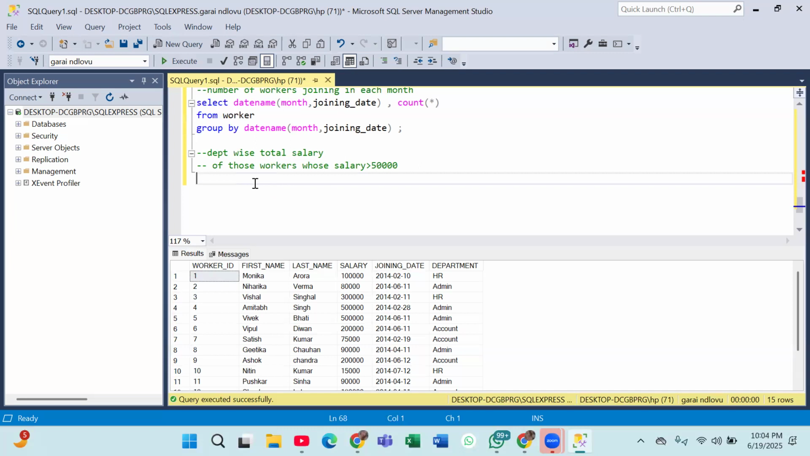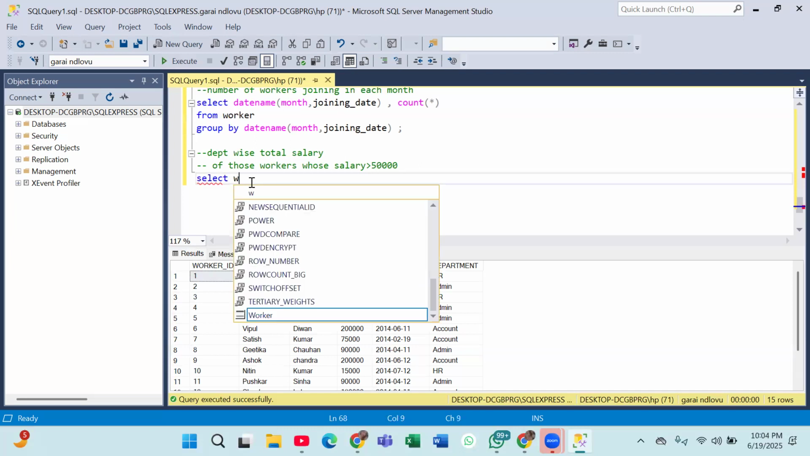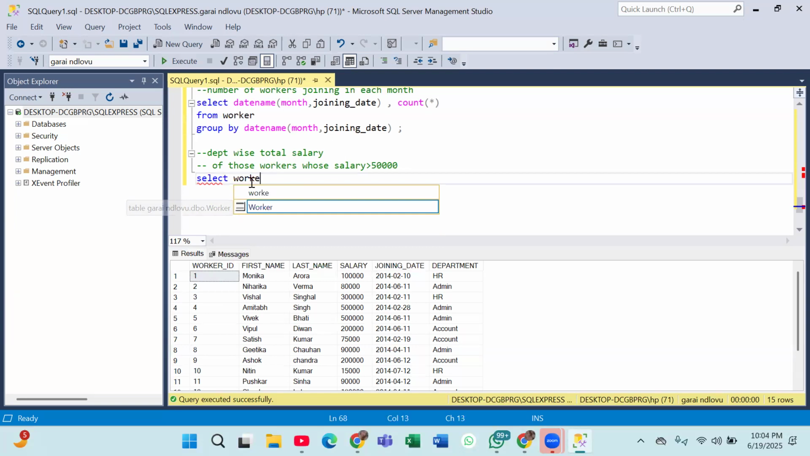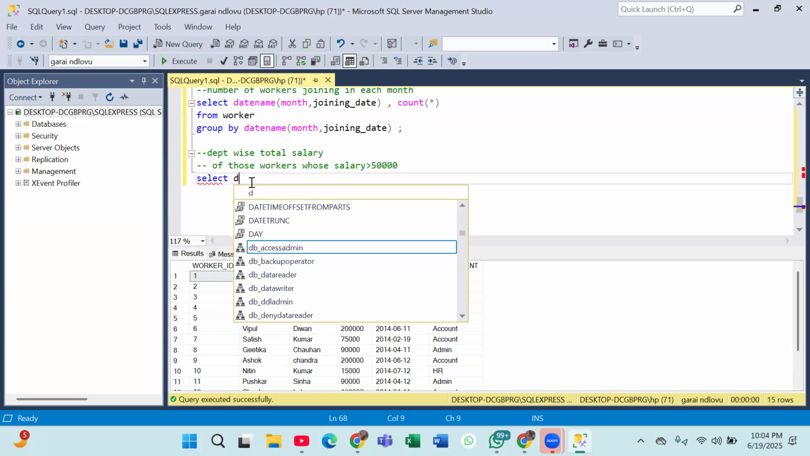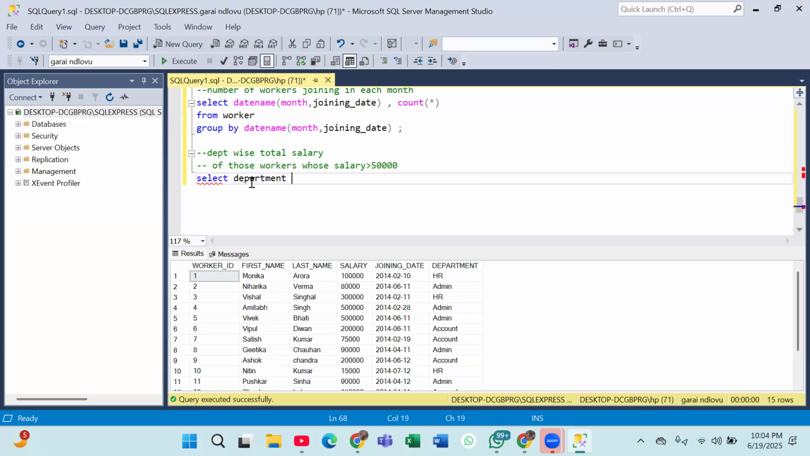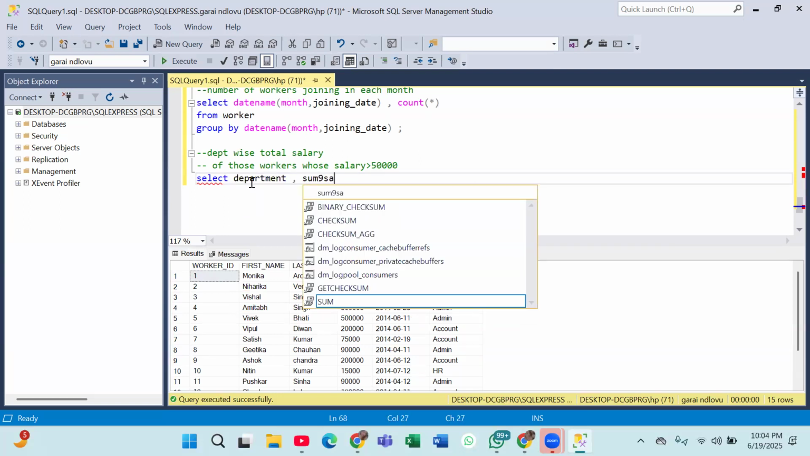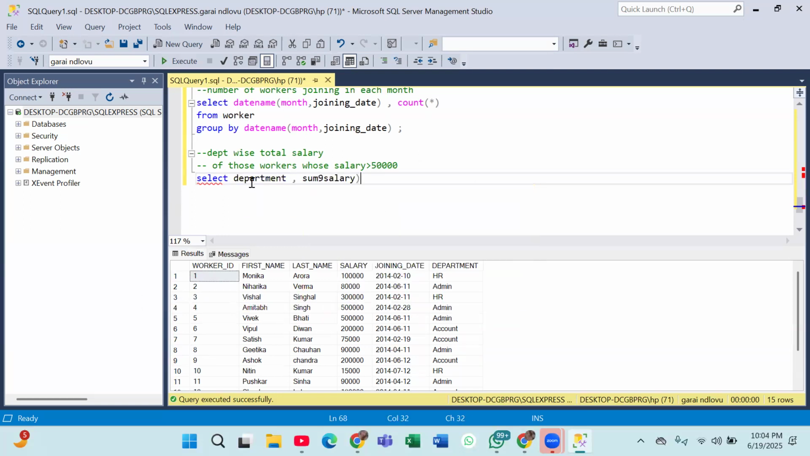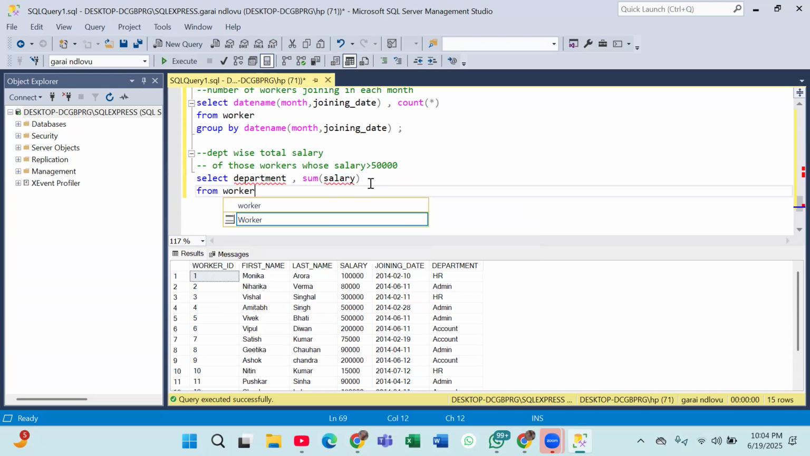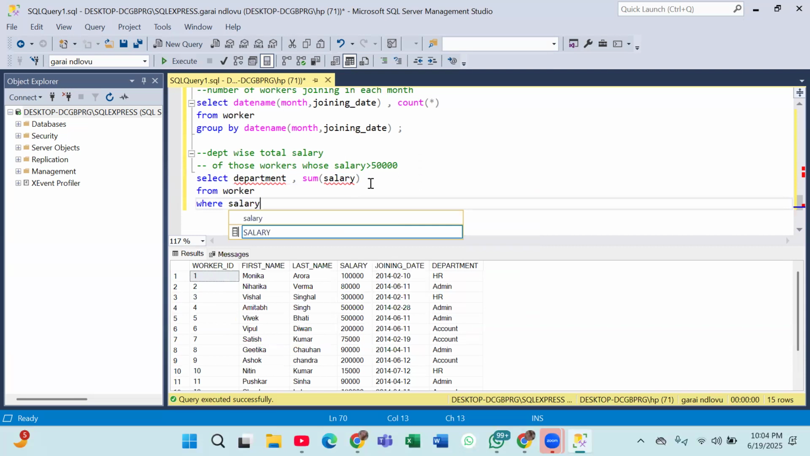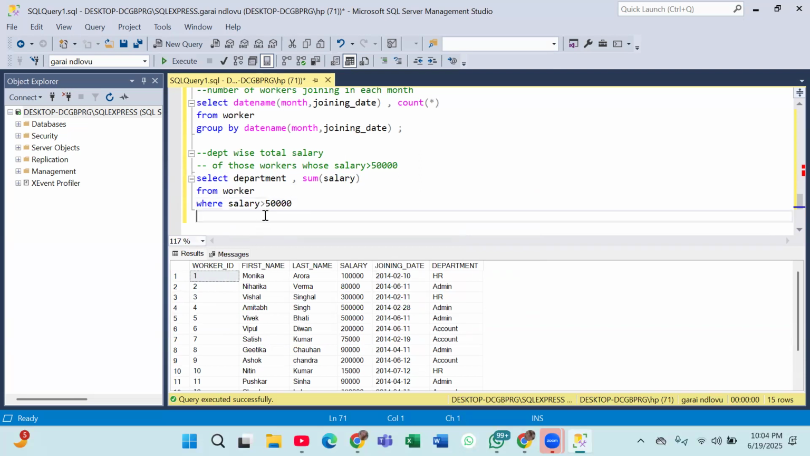My question is, I want to have department and total salary. How will I take total salary? By using sum. Am I right, everyone? Till here, do you have any issue? From our table, worker. My condition is that their salary should be greater than 50,000, right? So we will add that in our where clause.